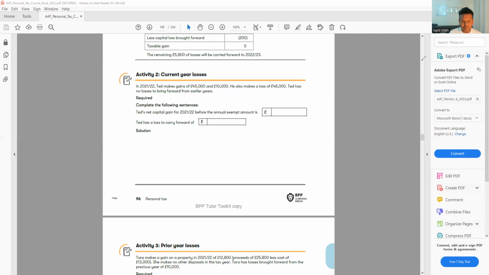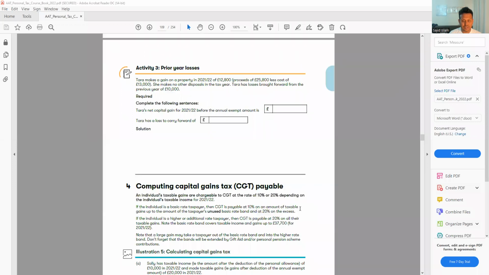The next one, we're going to look at the prior year loss. So let's have a look if I have any loss from the previous period. So Tara makes a gain on a property in 2021-22 of 12,800, proceeds of 25,800. That's my sales, and that's my cost. The cost is 13,000. And the gain is 12,800. So this was my selling price, this is my cost, and the difference gives me the gain.